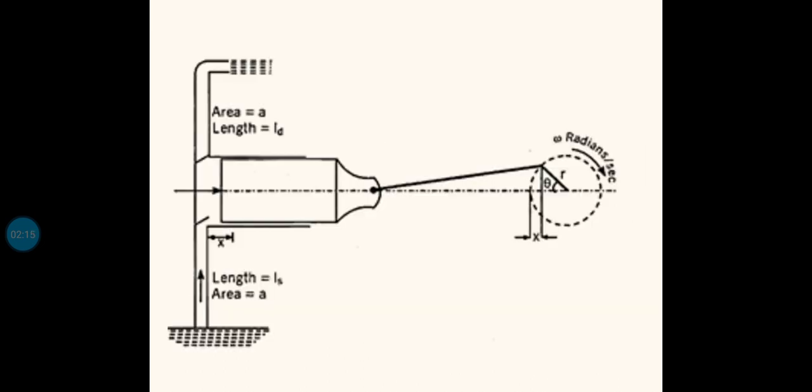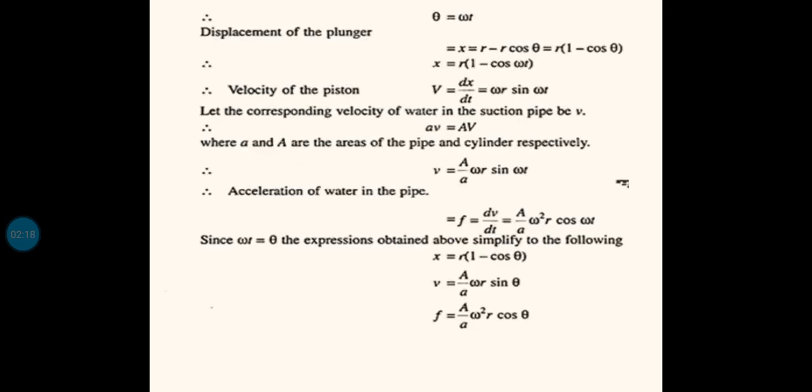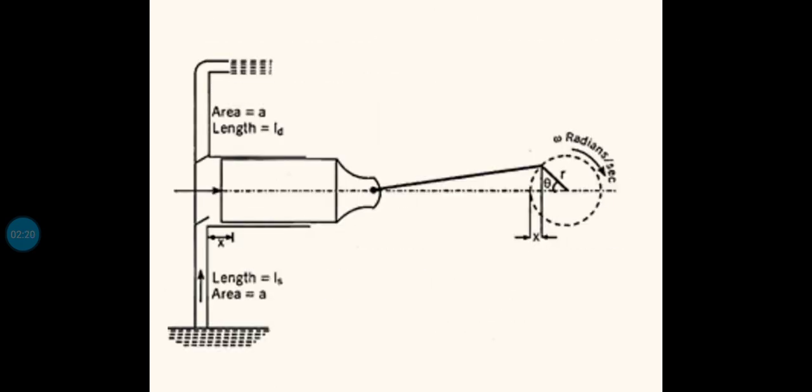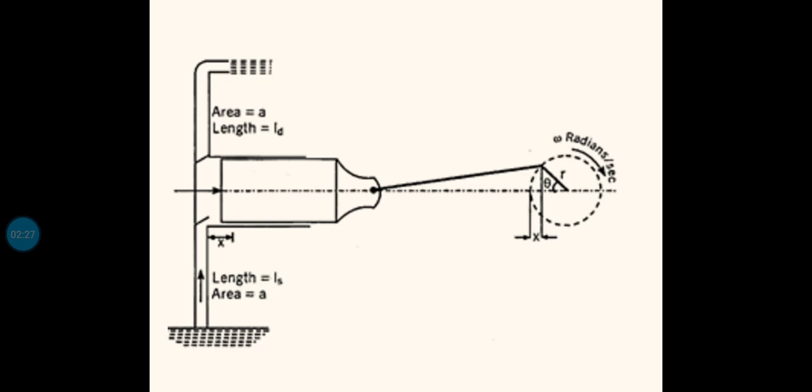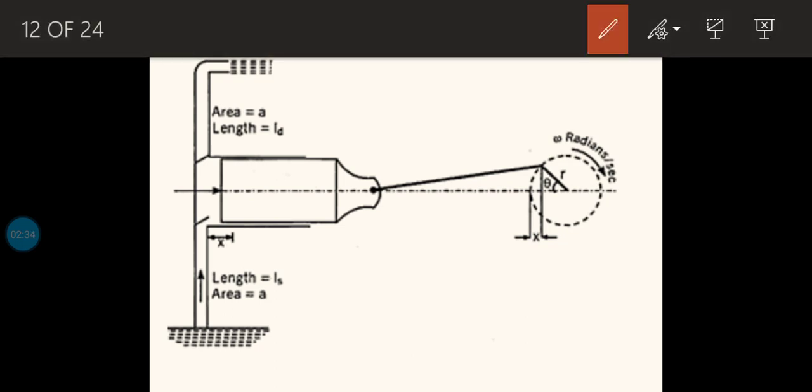Okay, this is the figure. Here you can see the theta is the angular displacement of the crank. So as the crank rotates through an angle theta, the piston will be moving backward with a linear distance x. You can see x marked here.